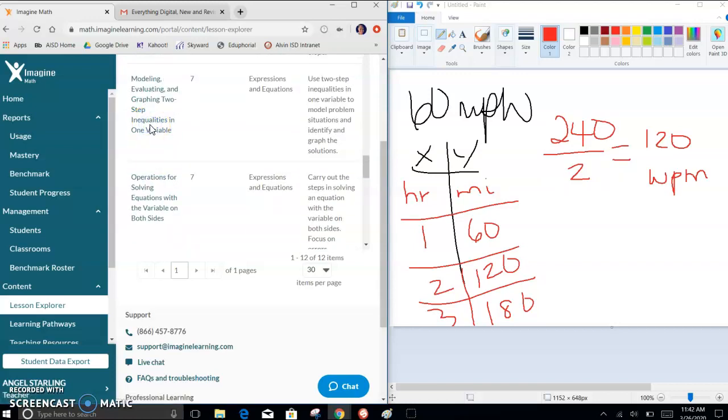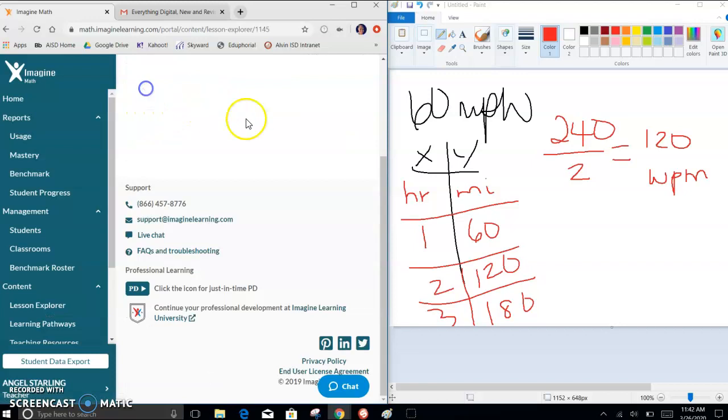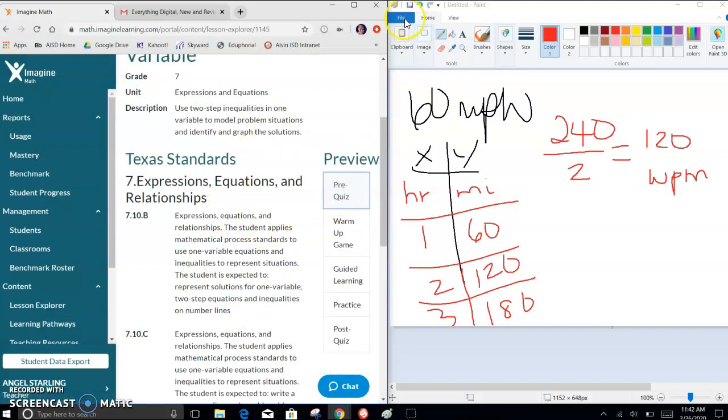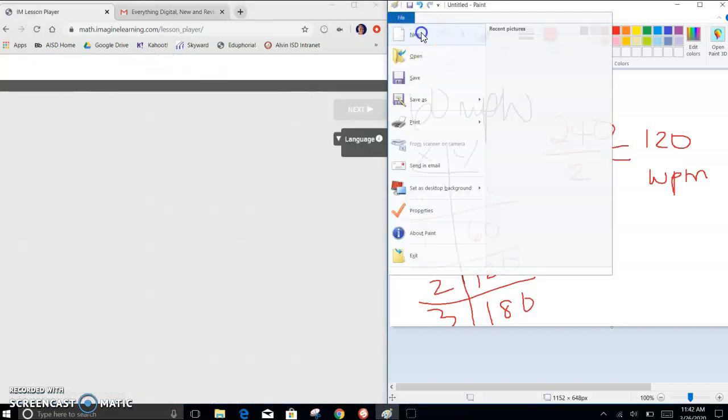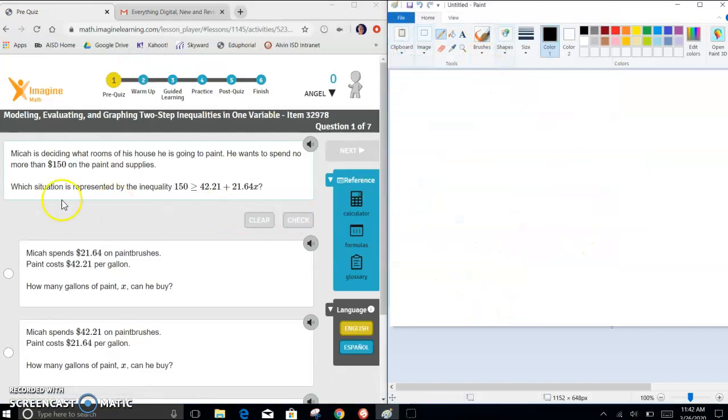Let's try this one out, guys. Is it gonna let me click on it? All right. Don't save. Yes, this is the one. So this is modeling, evaluating, and graphing 2-step inequalities in one variable. Micah is deciding what rooms of his house he's going to paint. He wants to spend no more than $150 on the paint supplies.